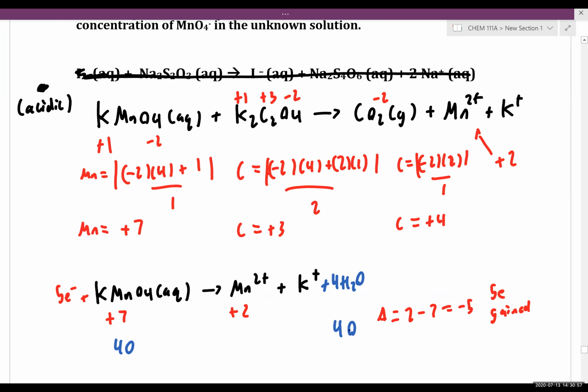Okay, so now that we have 4 oxygens on the right, our next order of business is to balance hydrogen. So now we have 8 hydrogens on the right.